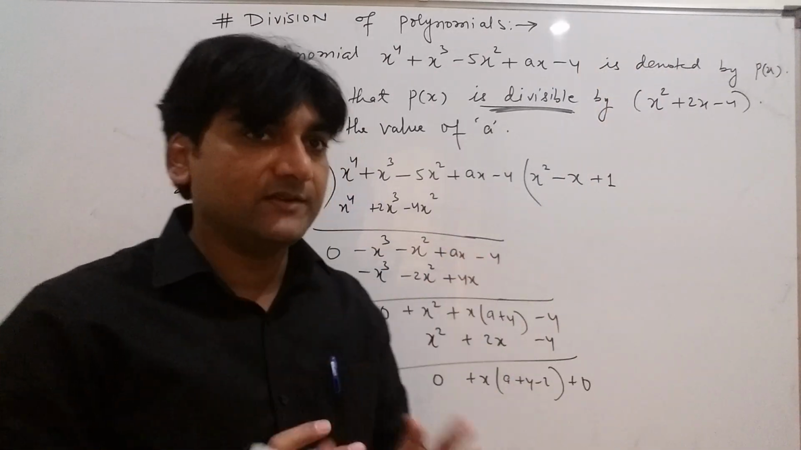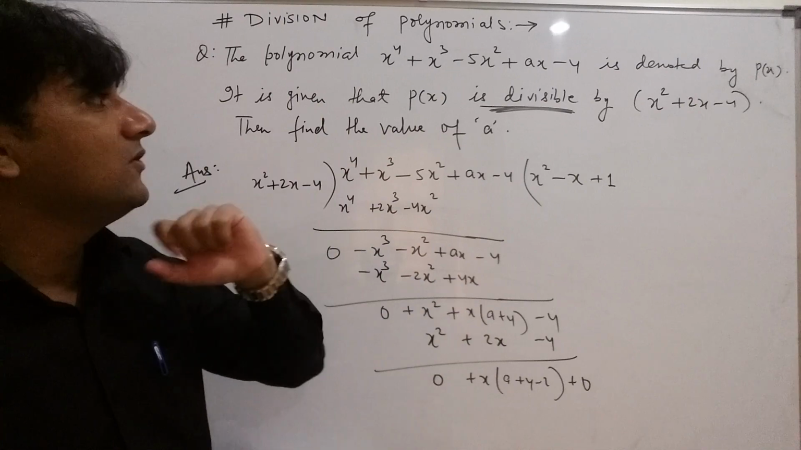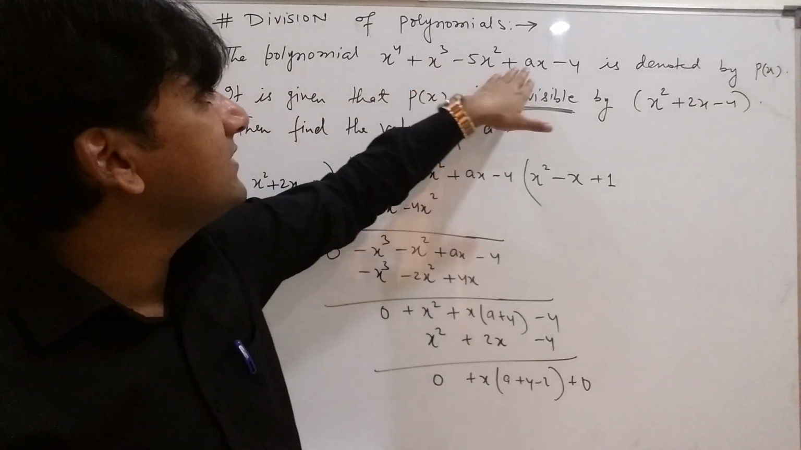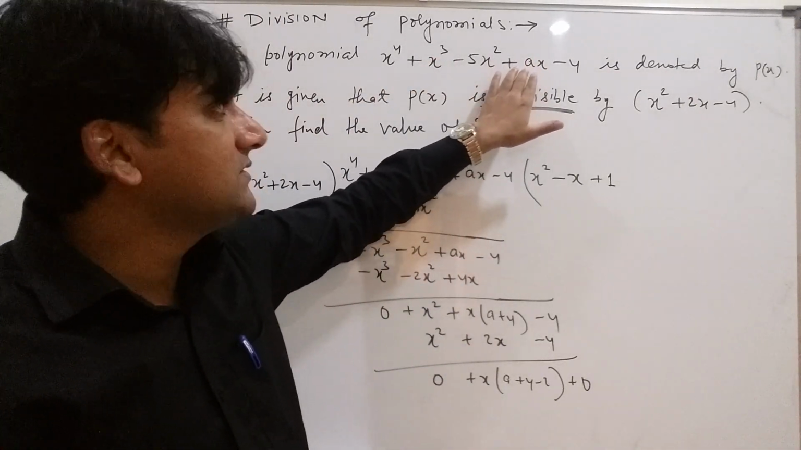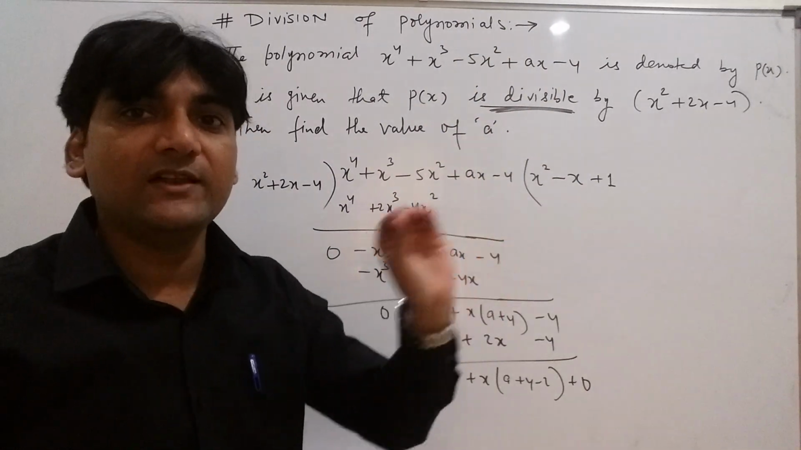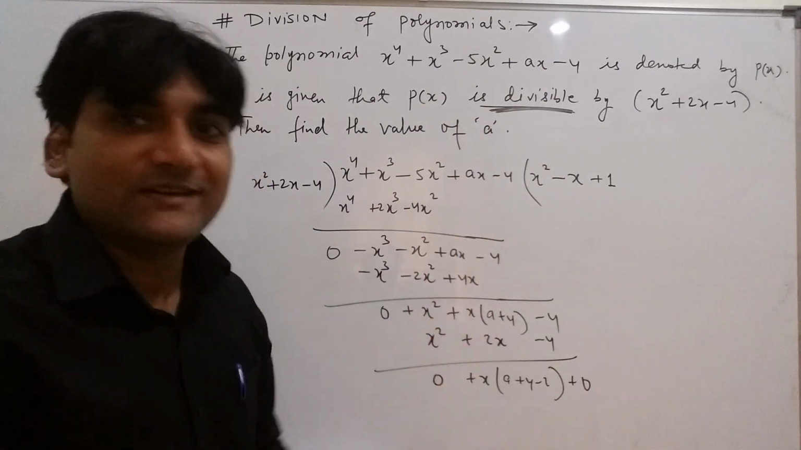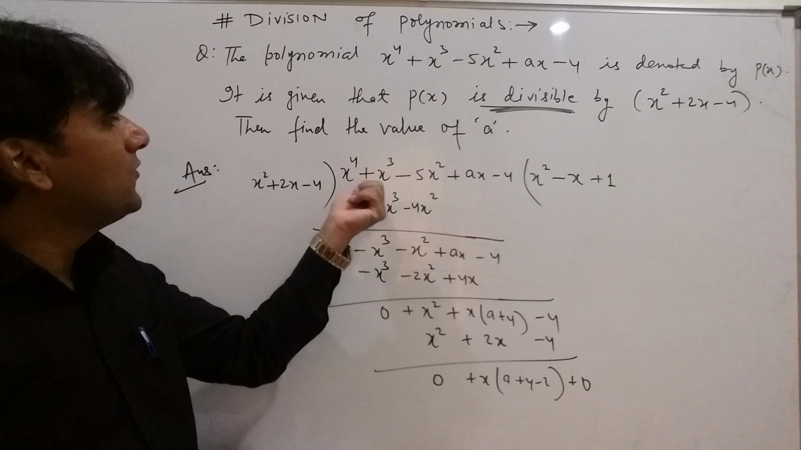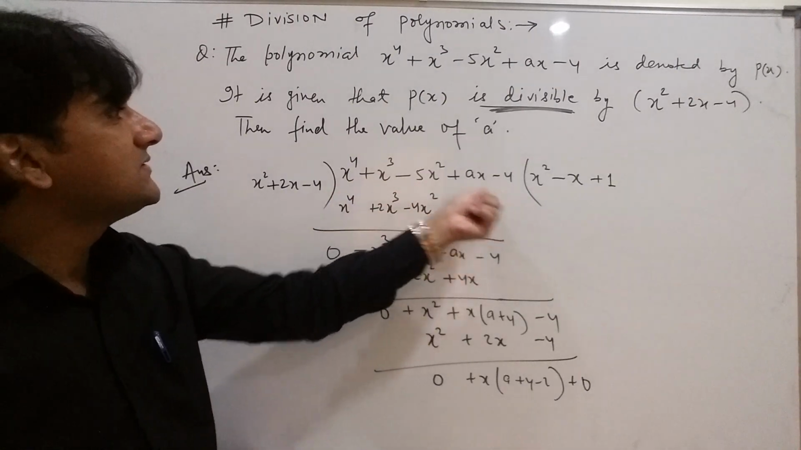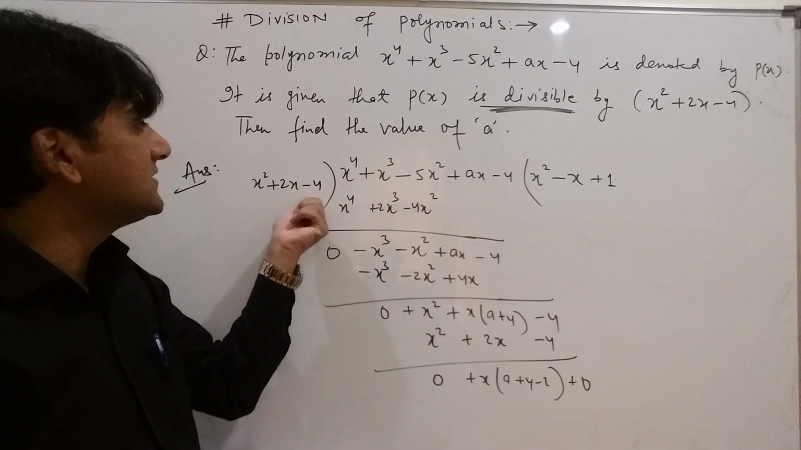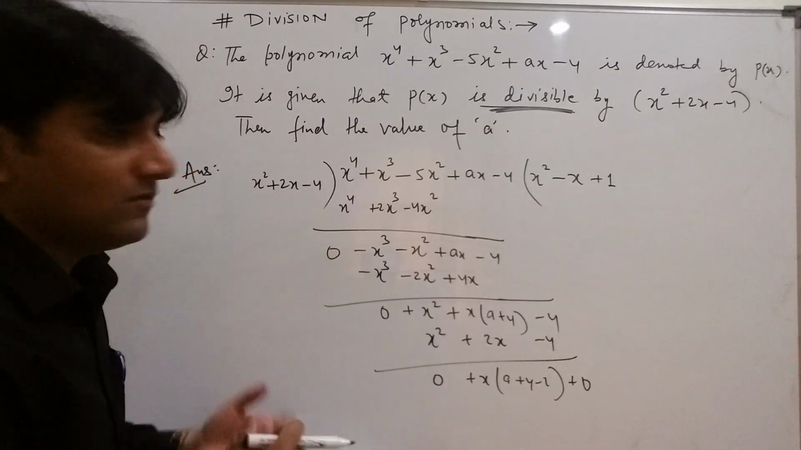Yeah, this concept we understood. Now then, find the value of a. Actually, in this expression, a is introduced somewhere. So by calculation, we need to find the value of a. So let's understand. This is x raised to 4 plus x cubed minus 5x squared plus ax minus 4, and this is x squared plus 2x minus 4. Then how can we divide?